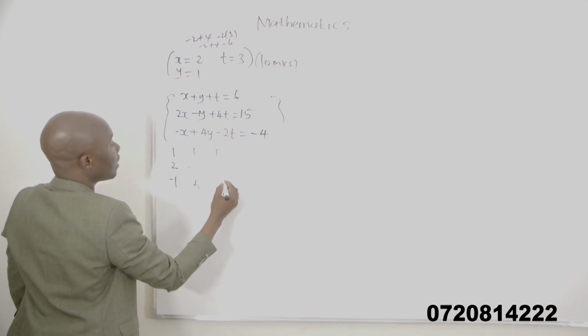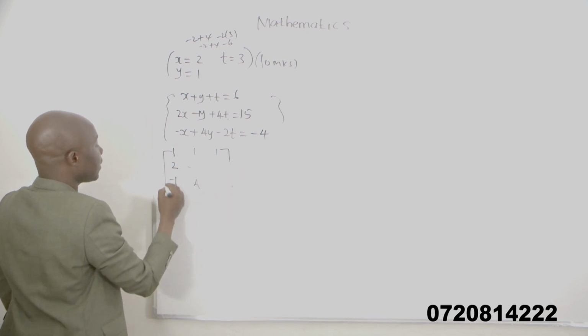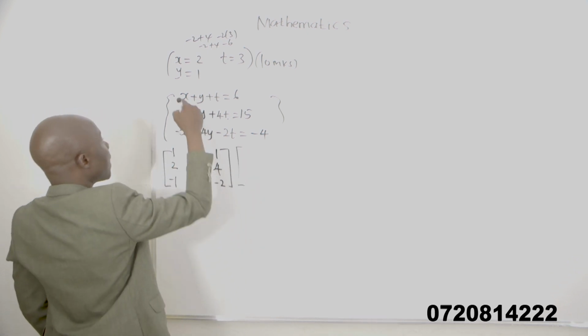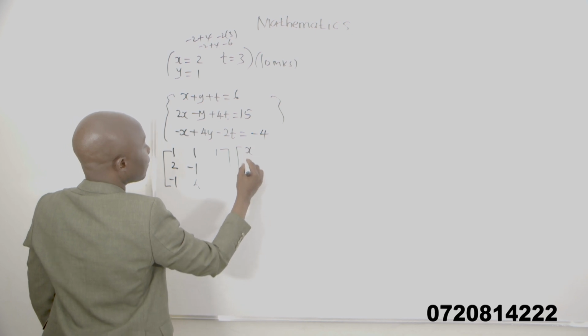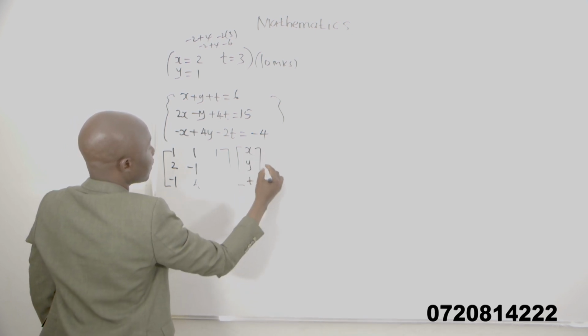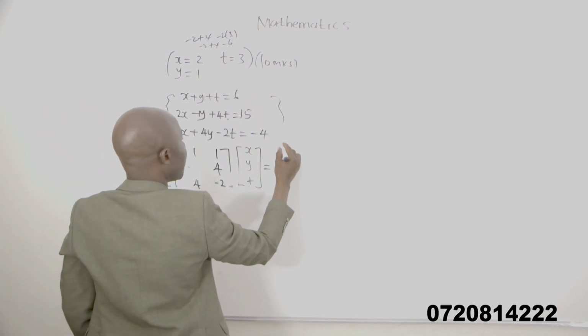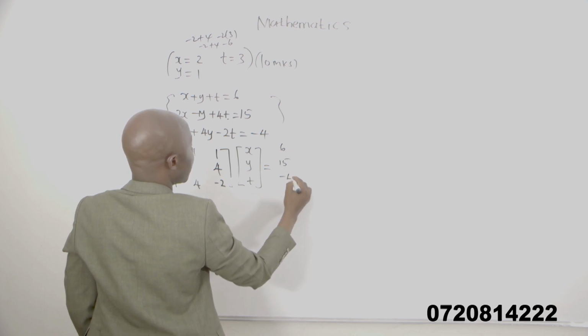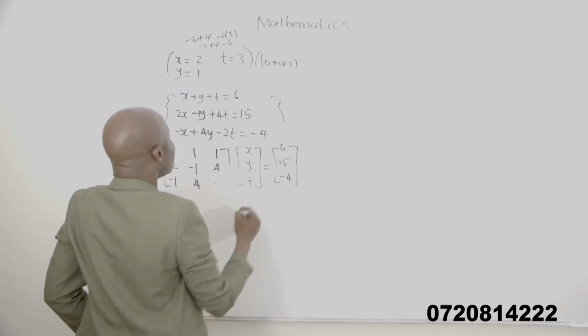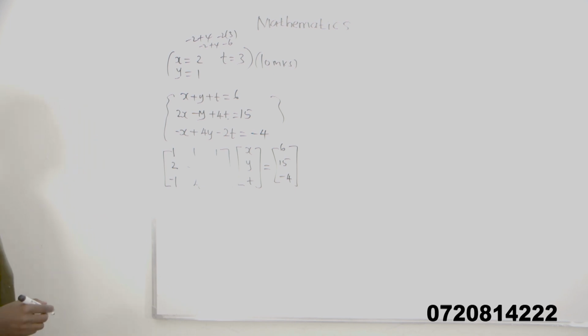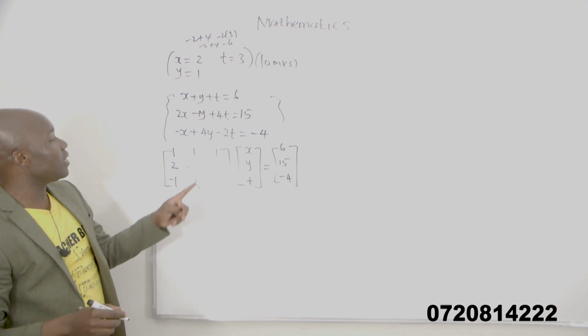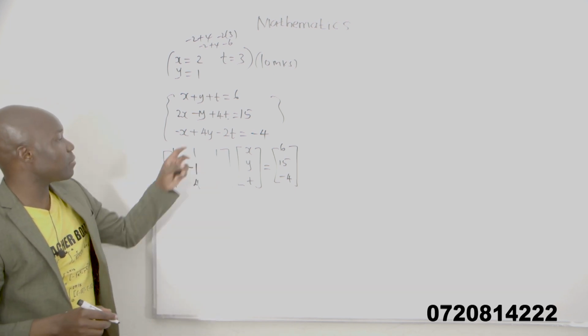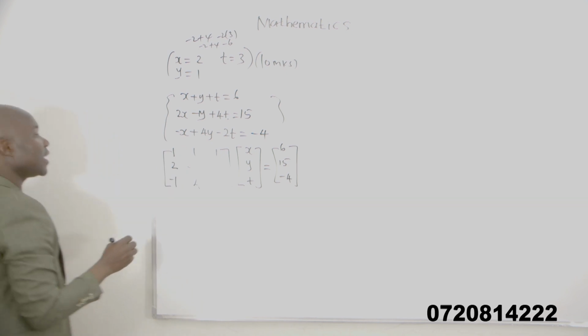4, minus 2. Now, if this is the matrix you have, then we multiply by x, y, t. X, y, then t, which now should provide 6, 15, and negative 4. Now, by having this system means you must first of all find the determinant of this matrix before you find the values. How do you find the determinant?